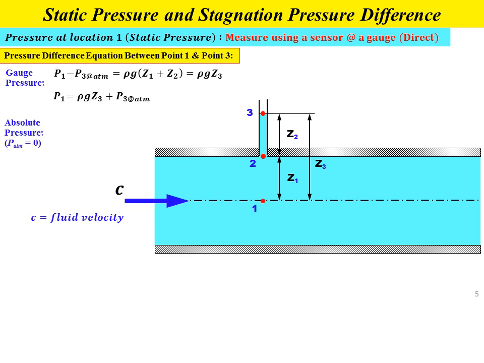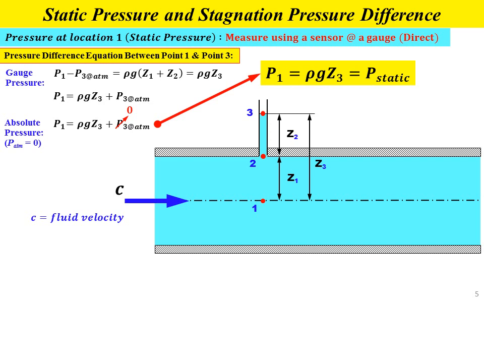In order to simplify the equation, we assume that P atm equals 0, where we assume all the pressures are absolute pressure. Now we simplify the equation. P3 becomes 0, so P1 equals rho g Z3, where the P1 pressure is the same as the static pressure of the fluid at point number 1, which represents the static pressure of the fluid at the center line of the pipeline.